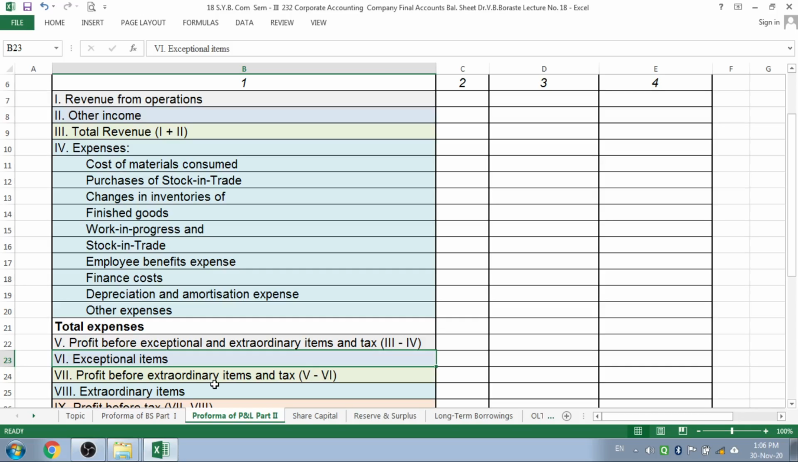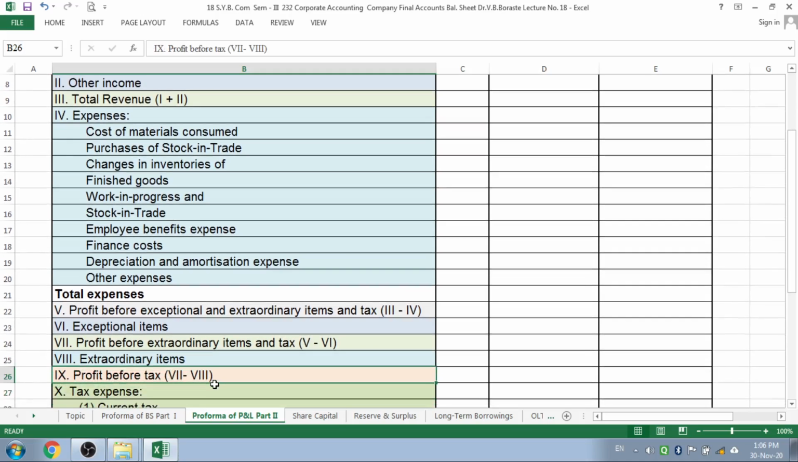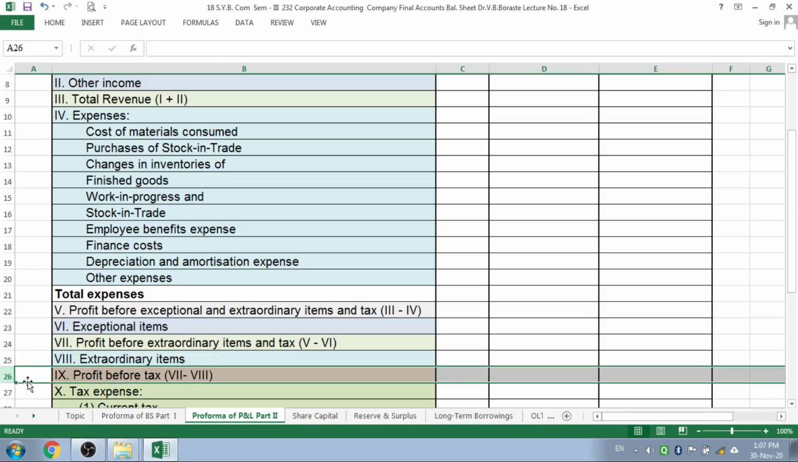Then profit before extraordinary items and tax, then extraordinary items, then profit before tax, which is calculated as item number 7 minus 8. So here 7 is profit before extraordinary items and tax, and 8 is extraordinary items. So after the deduction of extraordinary items from profit before extraordinary items and tax, it will be called the profit before tax, that is popularly known as PBT.